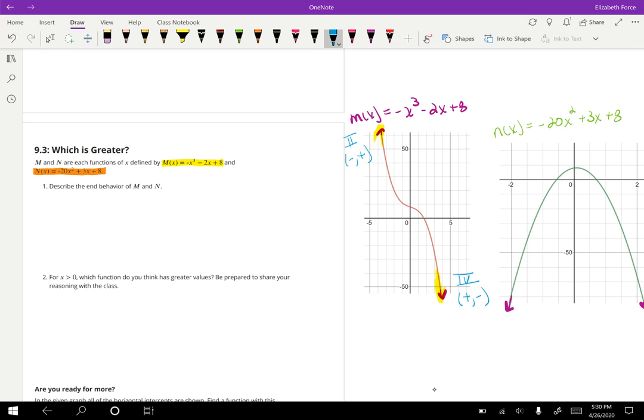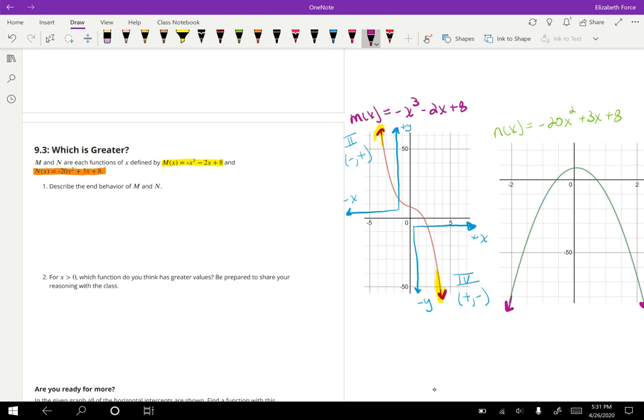So as x is getting larger and larger in the positive direction, positive x, the outputs are getting larger and larger in the negative direction. And as x is getting larger and larger in the negative direction, so negative x, the outputs are getting larger and larger in the positive direction.